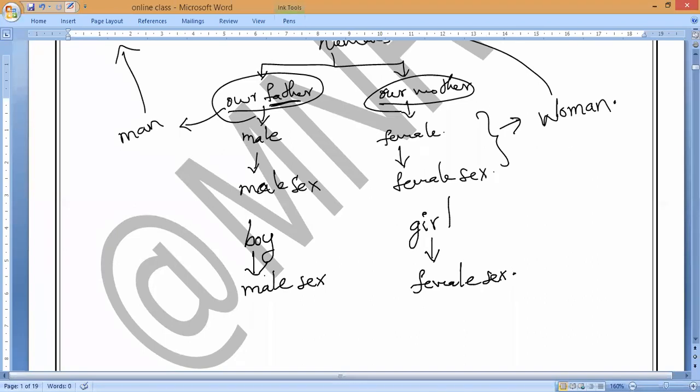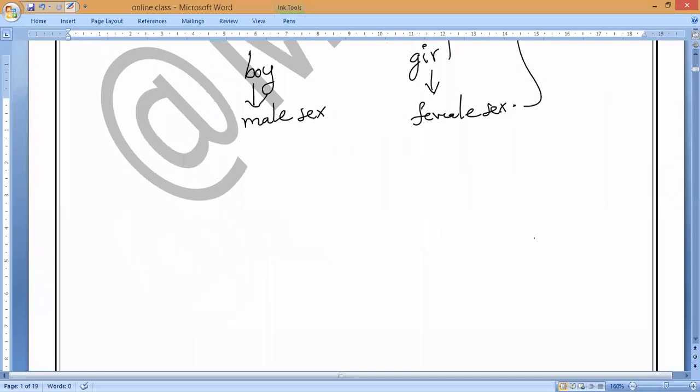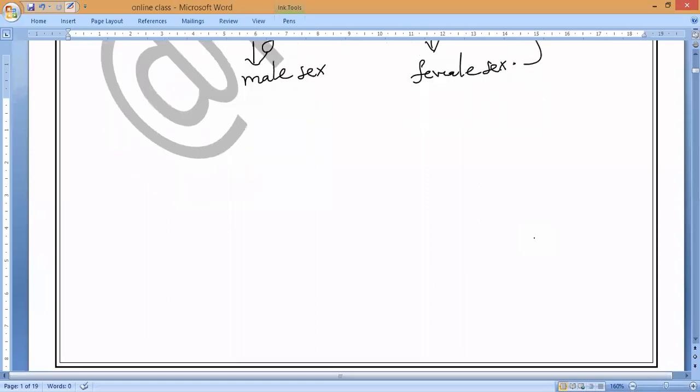Just like human beings, because we are a priority here, we are the first matured two-legged animals. That is why we always discuss males and females. A boy or father means man, a male sex, and a woman or a girl is called female sex. Like human beings, other animals also have male and female sex.